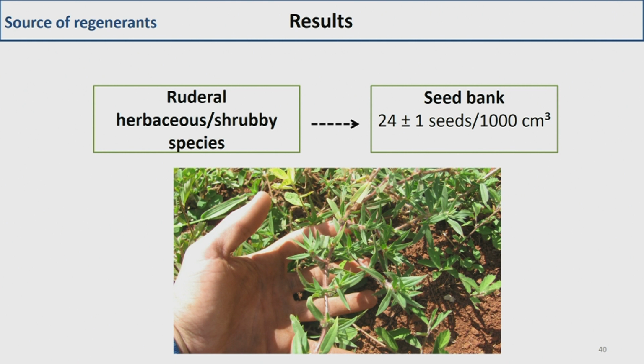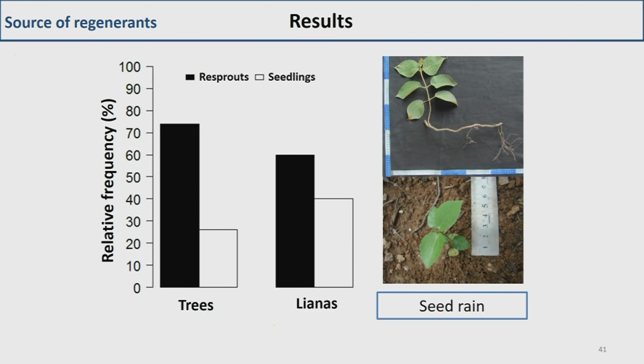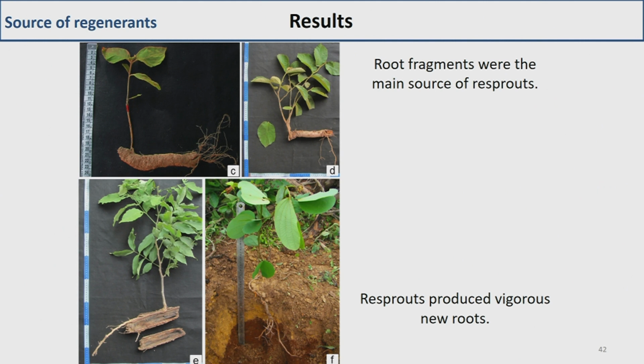Ruderal herbaceous shrubs originated from the seed bank transferred with the topsoil. 74% of trees and 60% of lianas were sprouting. Other trees and lianas arrived by seed rain. Root fragments transferred from topsoil were the main source of sprouts.